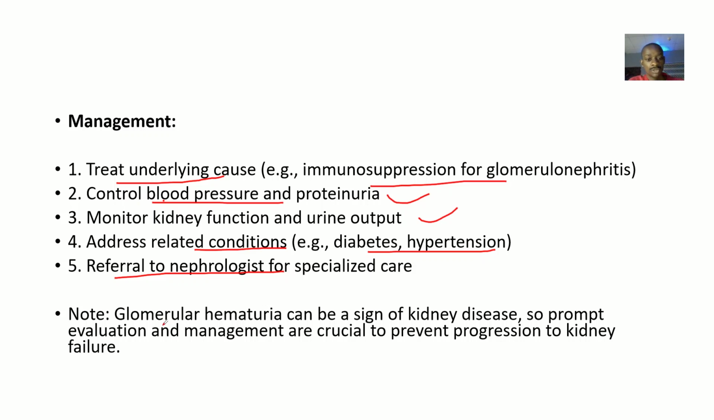So this glomerular hematuria can be a sign of kidney disease. Prompt evaluation and management are crucial to prevent progression to kidney failure, because your glomerulus is becoming inflamed, and the glomerulus is the filter part of the kidney. So you might not want it to be affected.